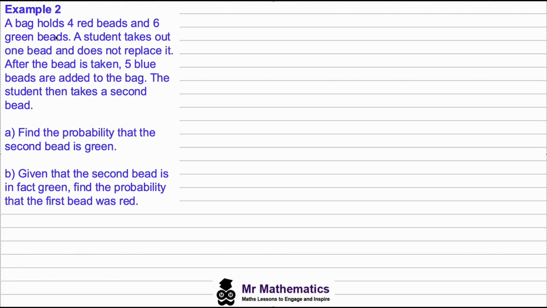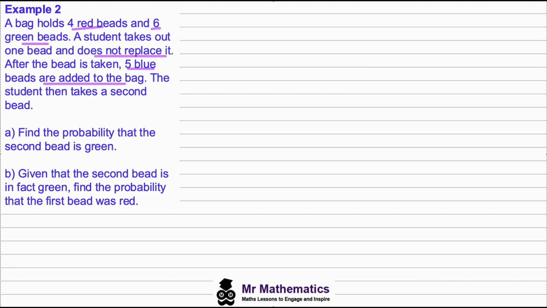So in example 2, we're told that a bag holds 4 red beads and 6 green beads. A student takes out 1 bead and does not replace it. After a bead is taken, 5 blue beads are added to the bag. The student then takes out a second bead. We need to find the probability that the second bead is green.